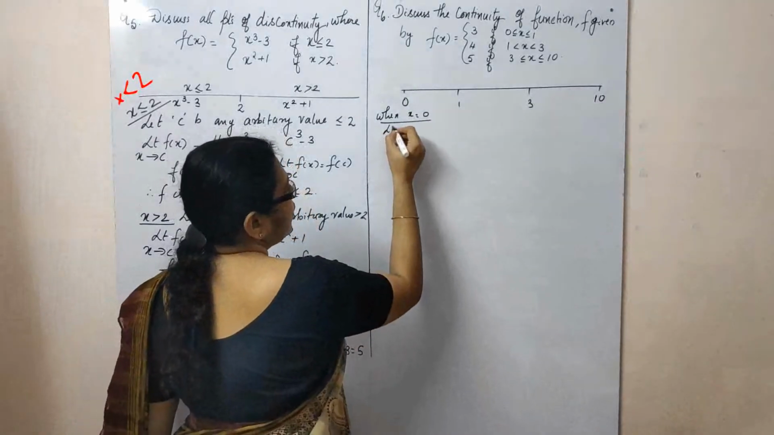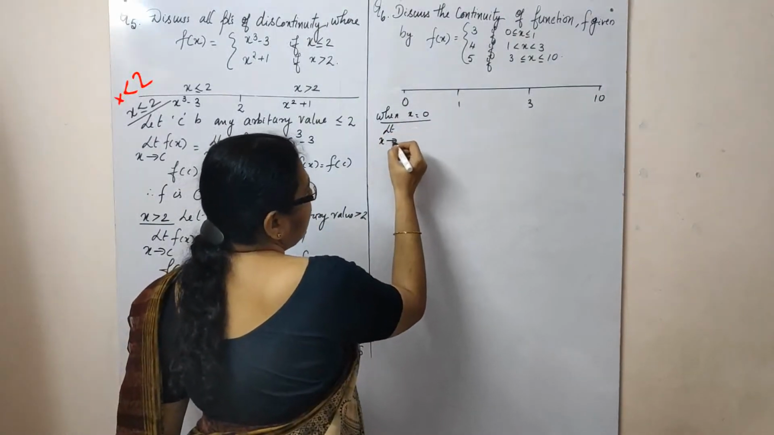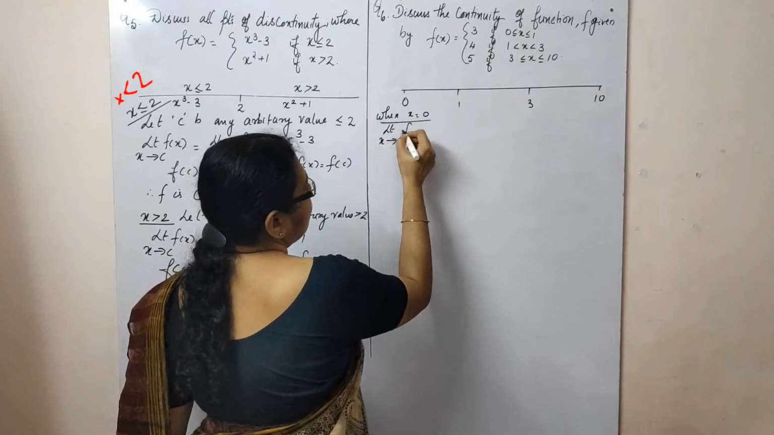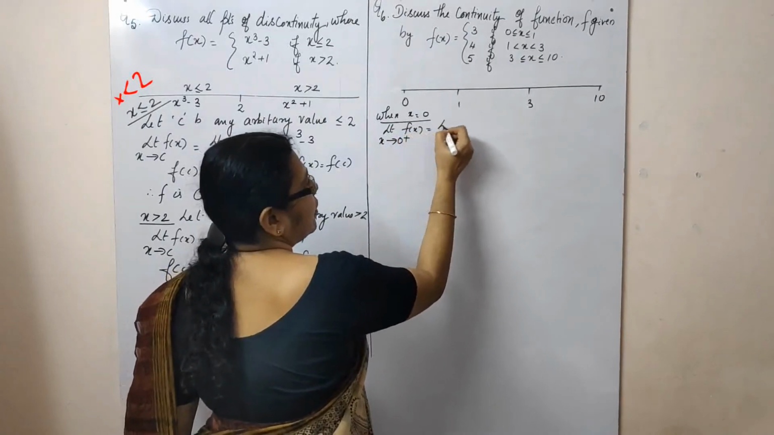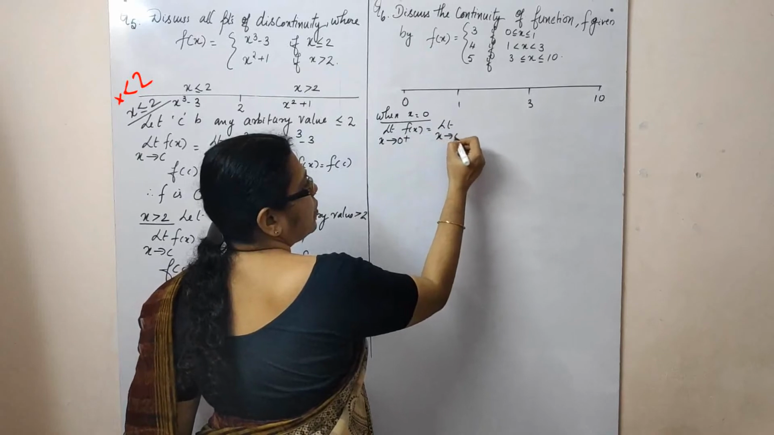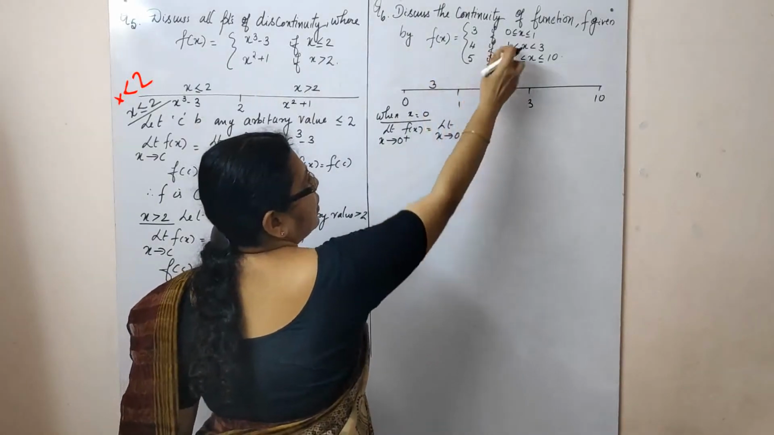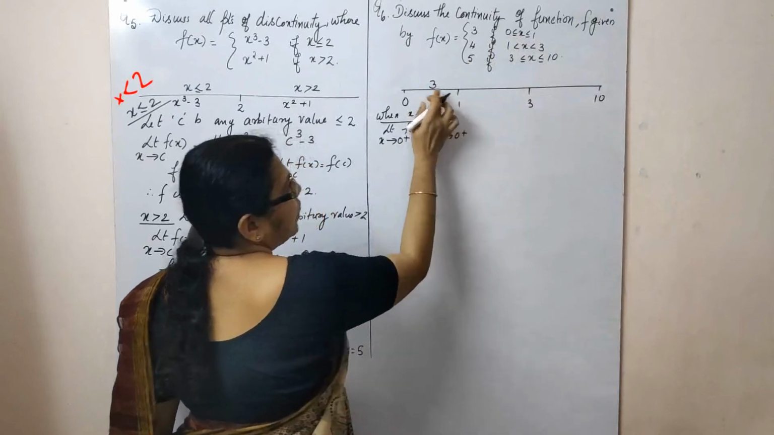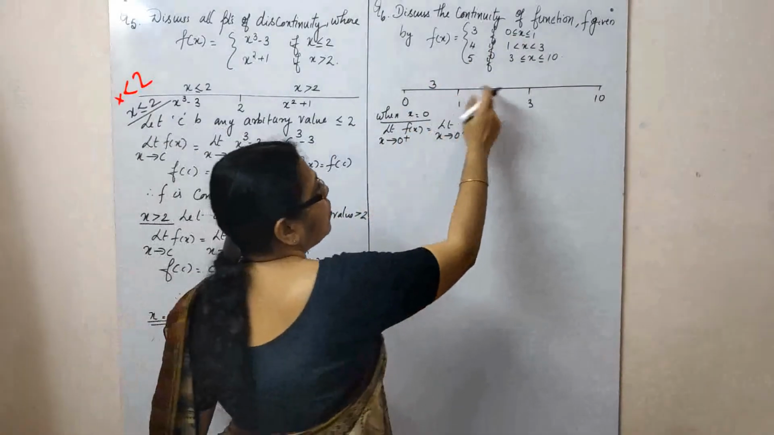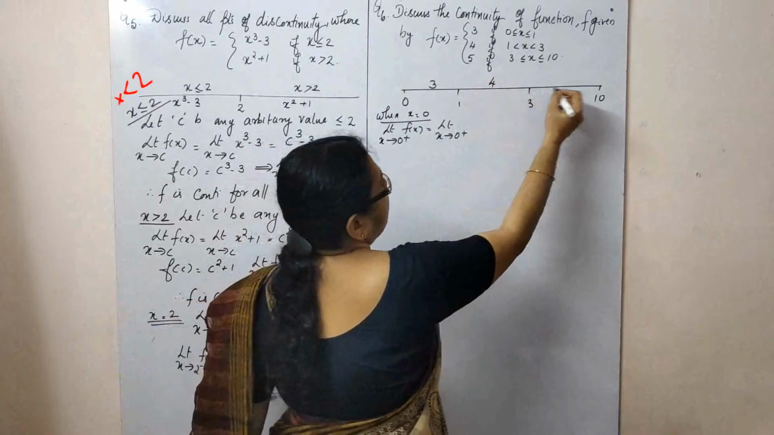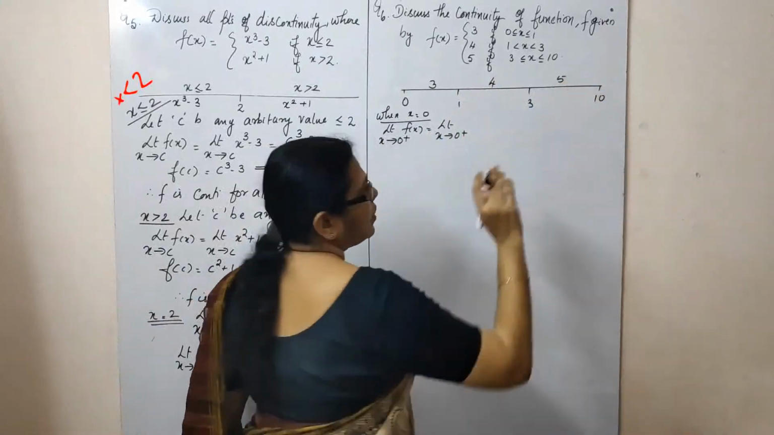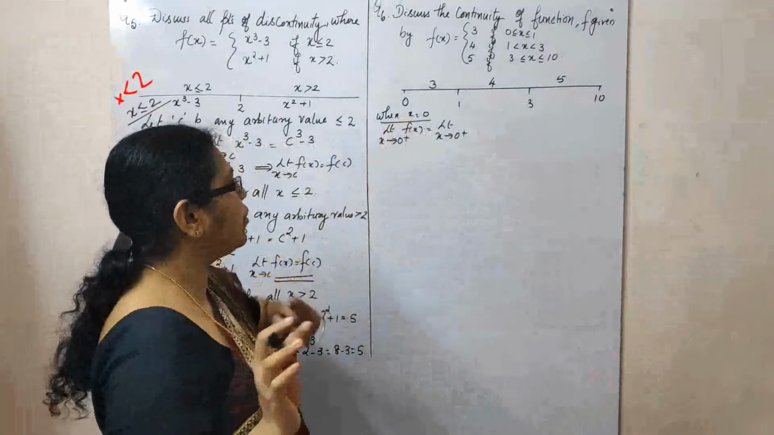I need to discuss only for the right hand limit. Let limit x tends to 0 plus f of x. This is equal to limit x tends to 0 plus. Here, what is the function's value? Here it is 3, isn't it? Inside 0 to 1, it is 3. Now, 1 to 3, it is 4. 3 to 10, it is 5. I'm just writing the value of the function there.